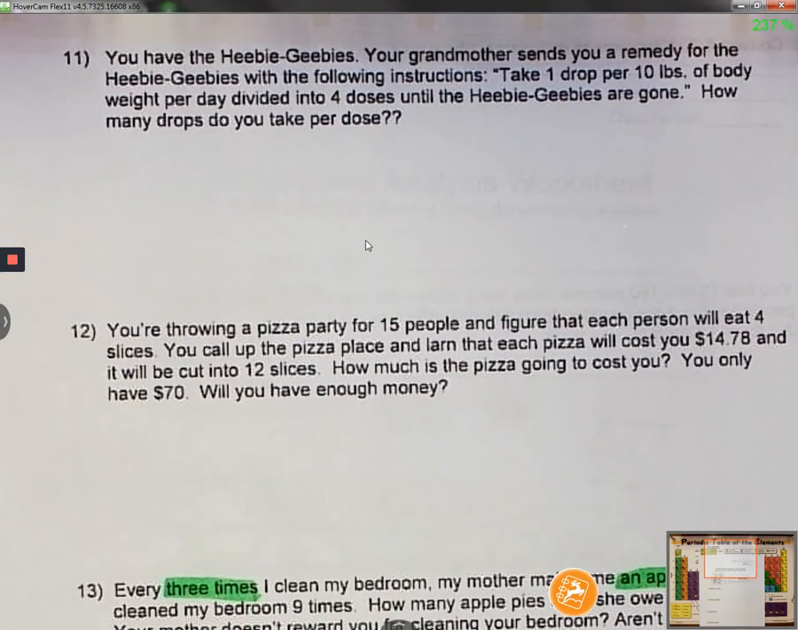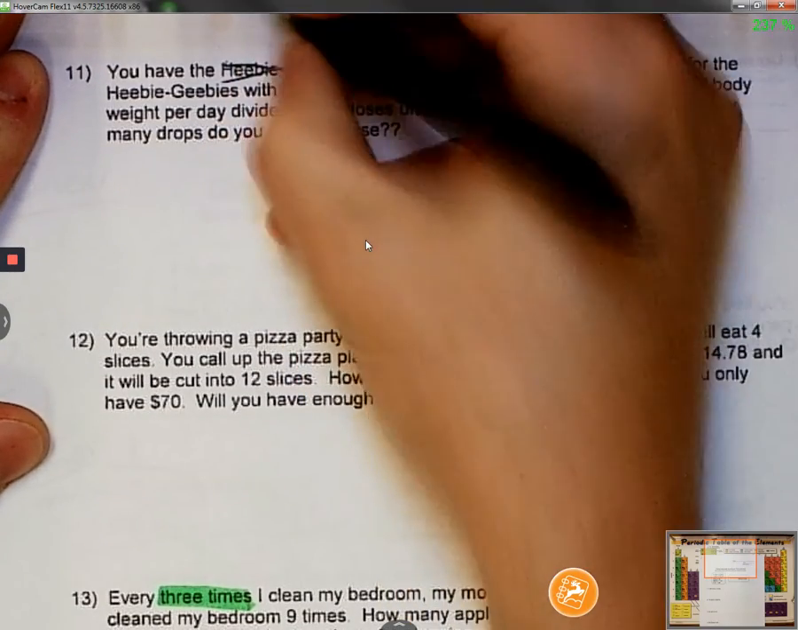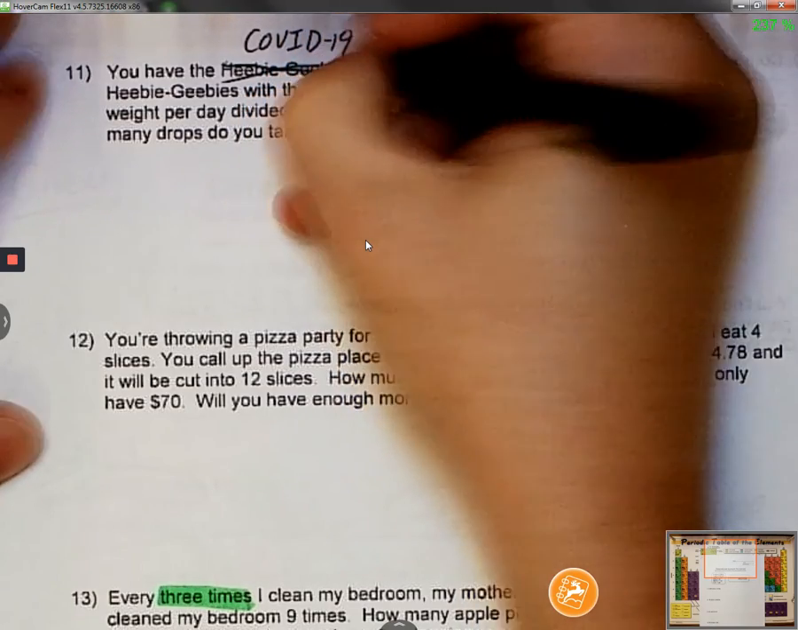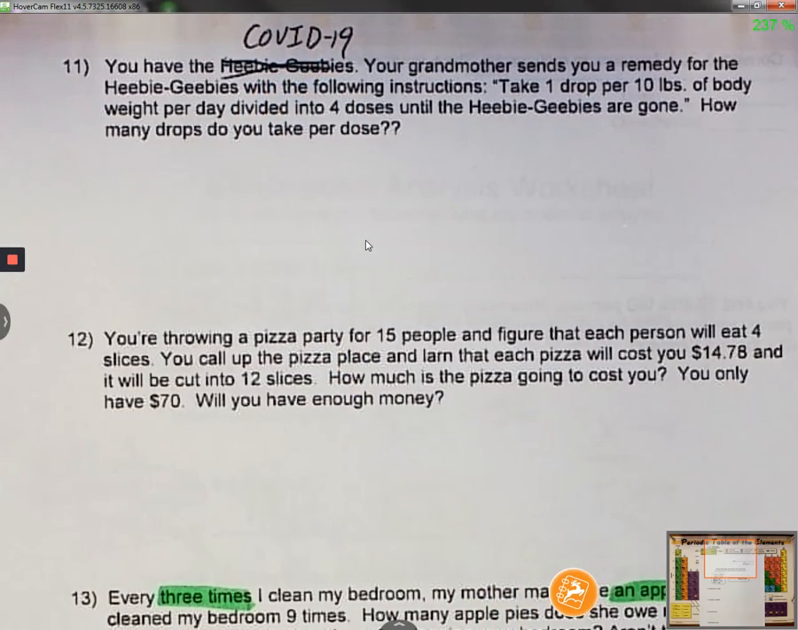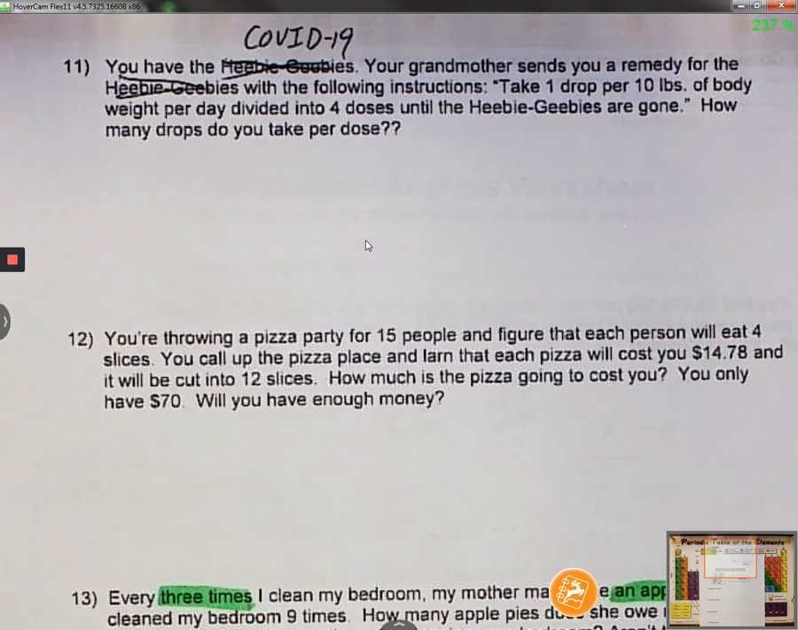The heebie-jeebies. Now we know that that's not a thing. So let's cross out heebie-jeebies and let's put COVID. Grandma's got a cure for COVID. So here's how this works. She says, COVID-19: you take 1 drop for every 10 pounds of body weight per day divided in 4 doses until the heebie-jeebies are gone. How many drops do you take per dose?